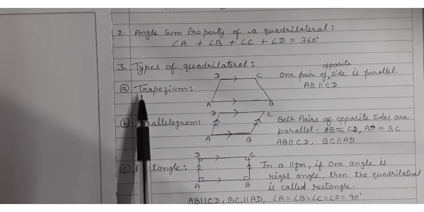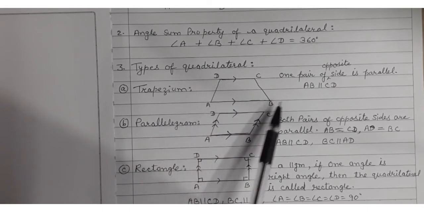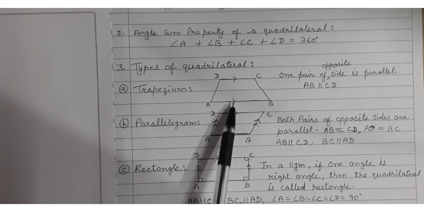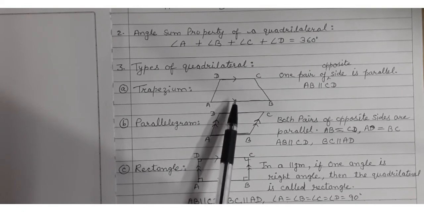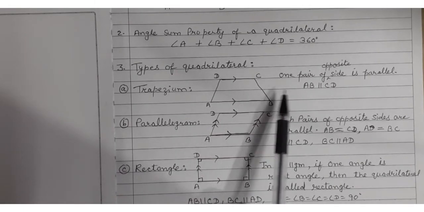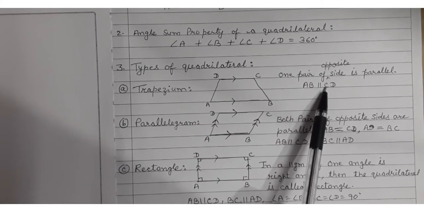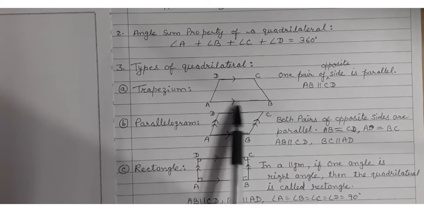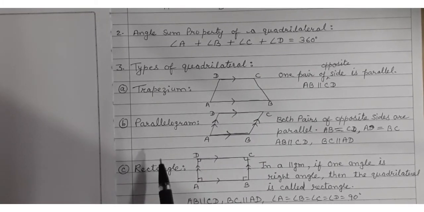First of all I am explaining the trapezium. A trapezium is one type of quadrilateral in which one pair of sides is parallel. I can say one pair of opposite sides is parallel, then that is your trapezium. So what can I write? AB is parallel to CD, like this.